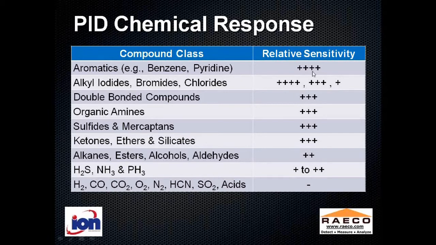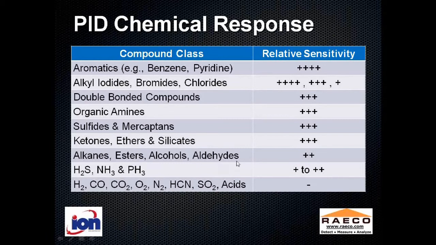So here, 4 pluses indicates very strong sensitivity, 1 plus is weak sensitivity, and minus means no response. Things that are easily ionized, compounds with double bonds, organic amine, nitrogen compounds, sulfides and mercaptans, these are compounds with sulfur in them. Ketones like methyl ethyl ketone, nail polish remover, ethers and silicates, these are used as lubricants and solvents often. And then compounds like alkanes, those are in fuels, gasolines, esters, in perfumes, and various other applications.